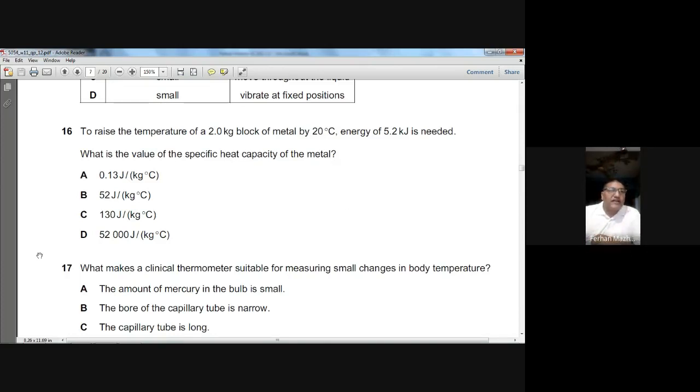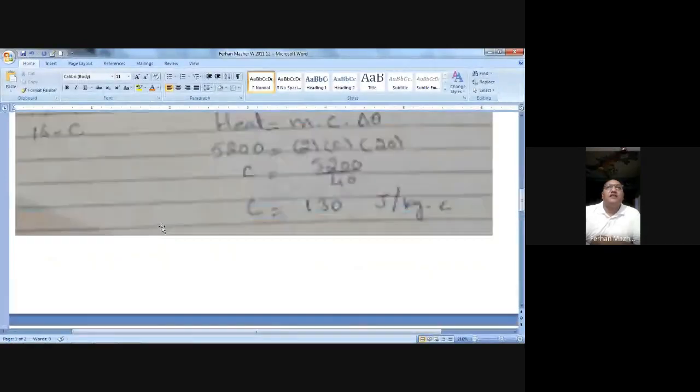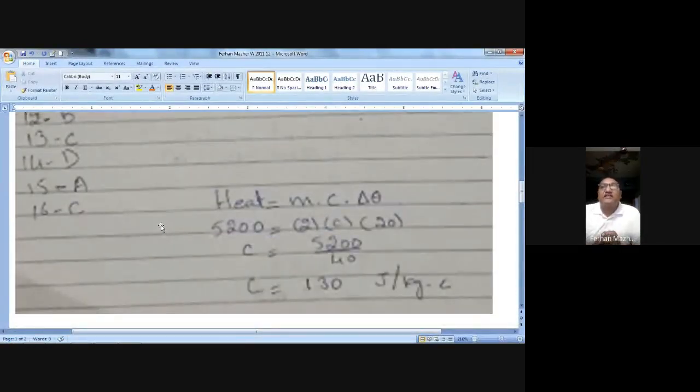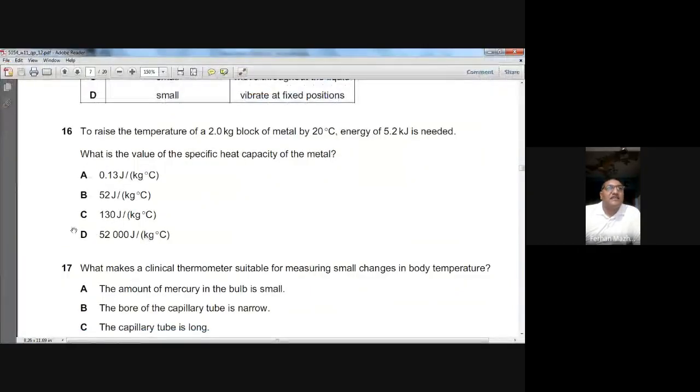I have done this numerical. Let me show you my working. Heat is equal to mc delta theta. 5200 equals 2 into c into 20, and c will be equal to 5200 divided by 40, and the answer will be 130 joules per kg per degree centigrade. So this is question number 16. C is the option: 130 joules per kg per degree centigrade.